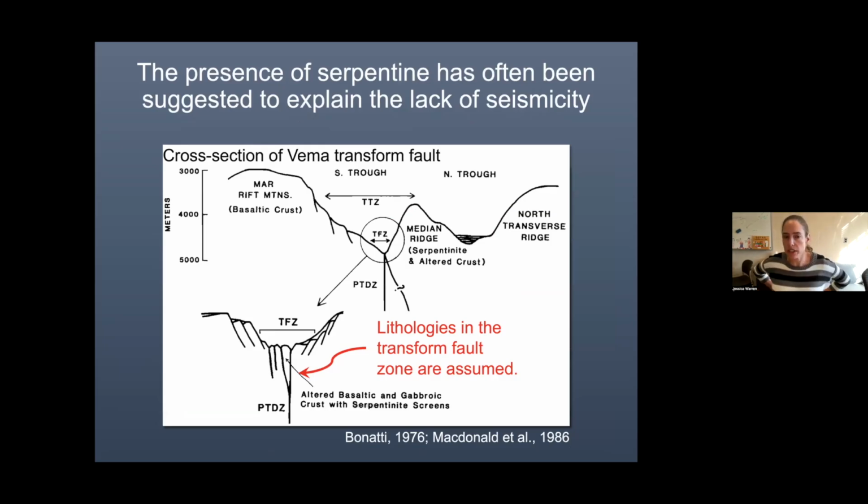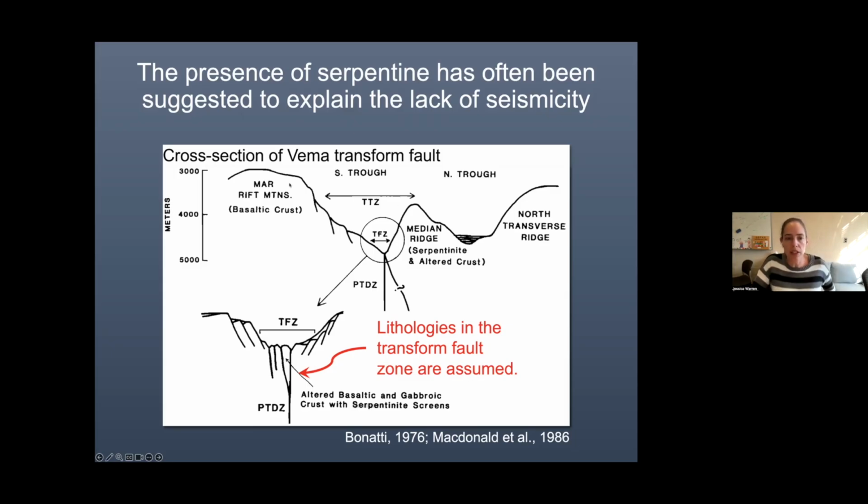Another reason we wanted to sample these faults is that if you ask people in general why there is not a lot of seismicity on the faults, the standard explanation you'll get is that there is serpentine present in these faults. This goes back, from what I can tell in the literature, to work that Enrico Bonatti did. This is from his 1976 paper, as well as subsequent work that he did with Macdonald. This is from the 1986 paper.